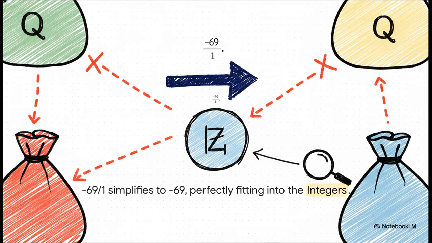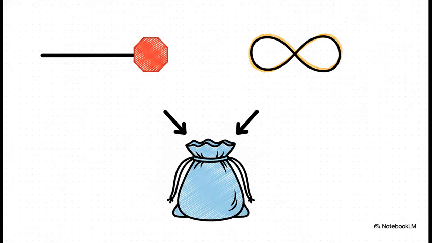But wait, what about -69/1? At first glance, it looks like a fraction, right? So your gut reaction might be to just toss it straight into bag Q. But hold on. Remember our golden rule? We want the smallest possible bag. -69 divided by 1 simplifies to just -69, a clean negative whole number. So its truest, smallest home is actually bag Z, the integers. And you know, decimals can be just as sneaky. There are actually 2 distinct types of decimals we need to look at.